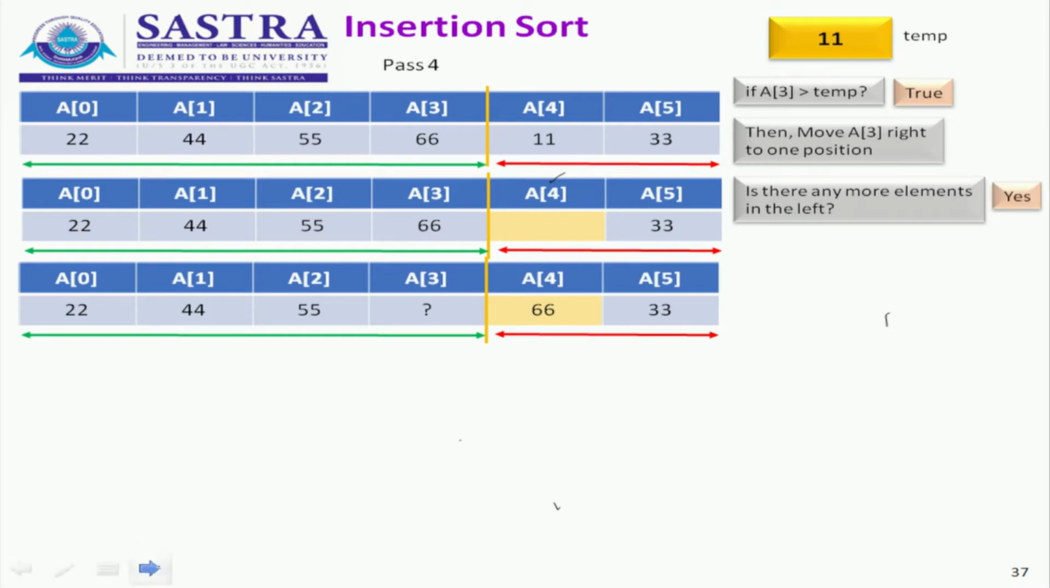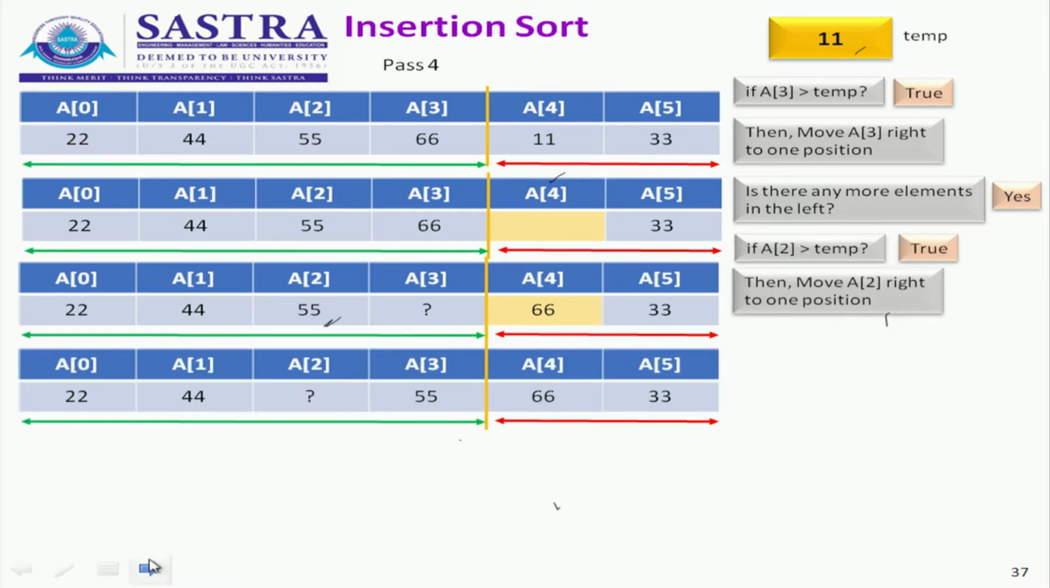Then as usual, we check, are there any more elements on the left hand side? Yes, there are. So the next element, A of 2, will be compared with 11. Again, A of 2 is greater than your temp value. So you are moving A of 2 one step right. Once you move that, it will be like this. In the position of A of 2 there is a question mark, because we can't fill 11 here either, as we haven't completed the sorted sublist yet. Again, we are checking for any more elements on the left hand side. Yes, we still have elements.